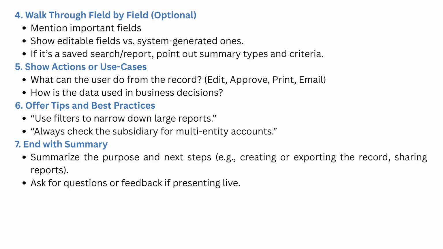Fourth, walk through field by field. Mention the important fields in the record or report, and show which fields are editable and which are system-generated ones. If it's a saved search report, point out summary types and criteria.